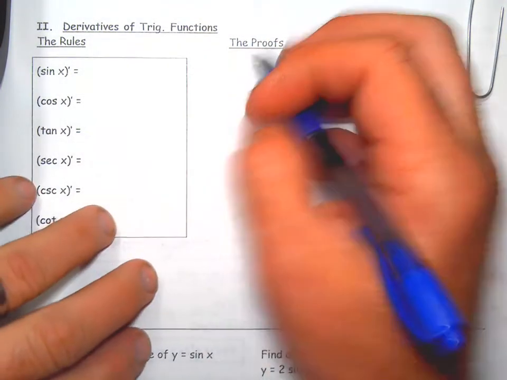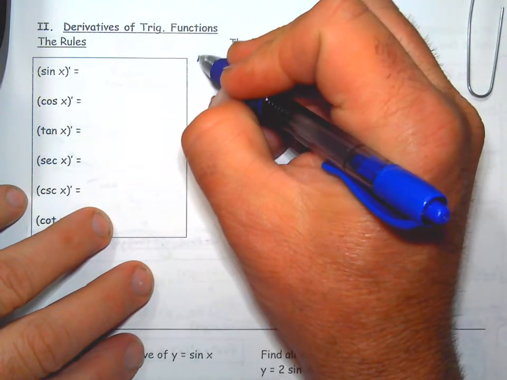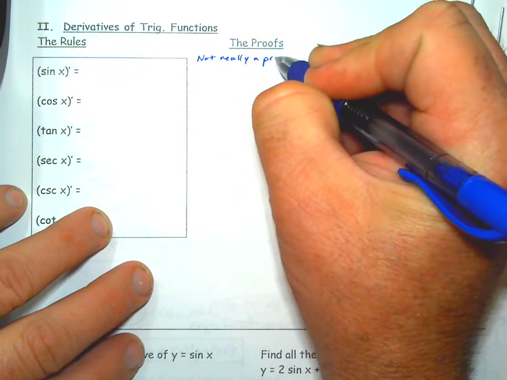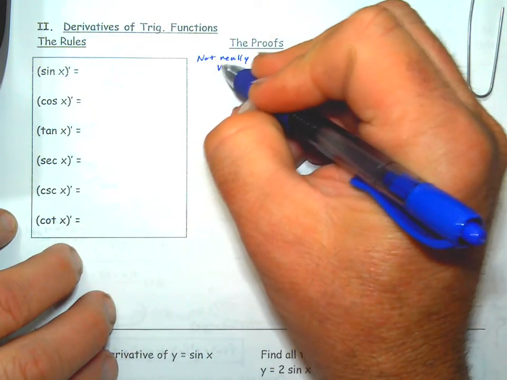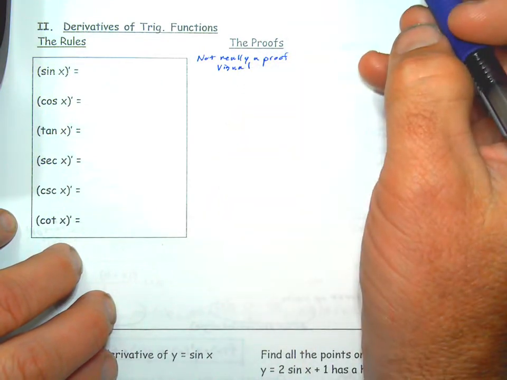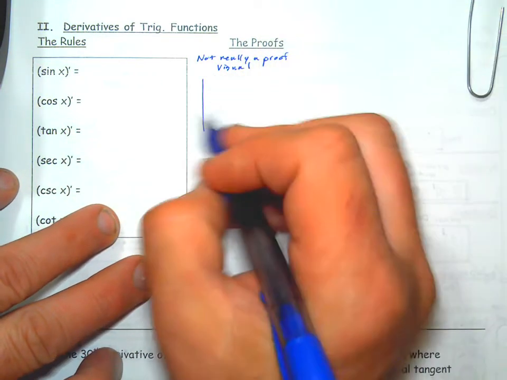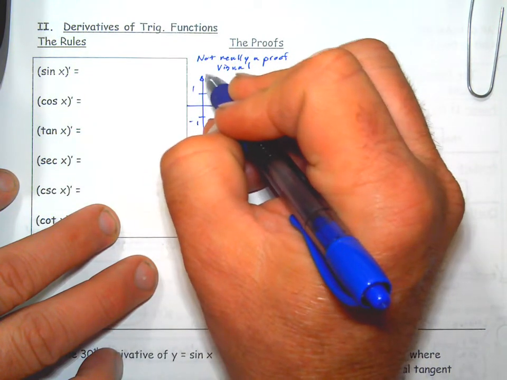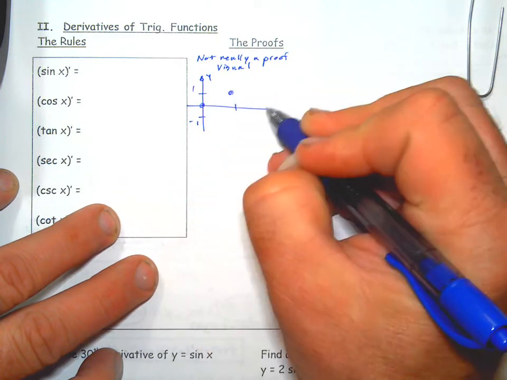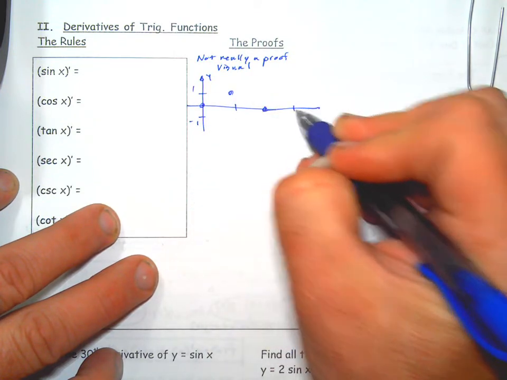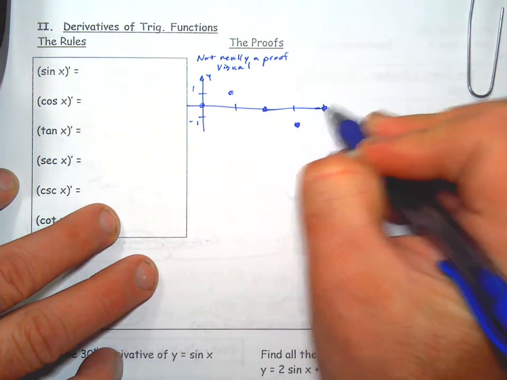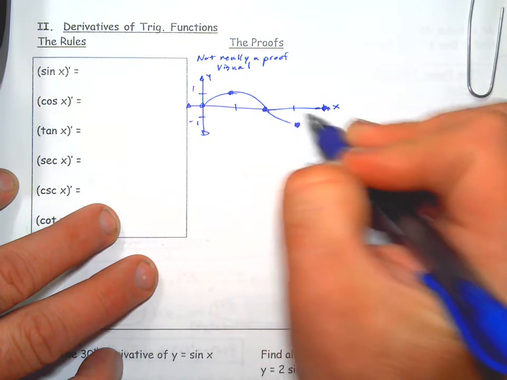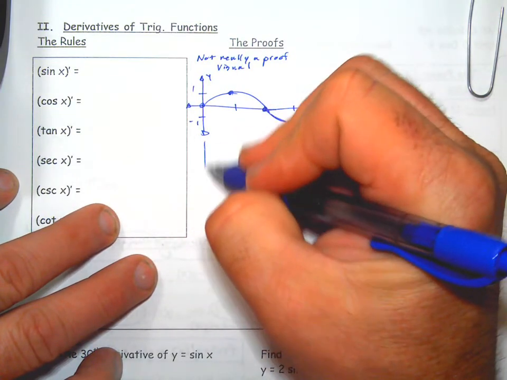Now, we did sort of a proof, not really a proof, to find the derivative of sine before. It's more of a visual way of trying to figure it out. So we said, oh well, let's look at a sine curve. And then we said, well, let's try and graph the derivative of that.